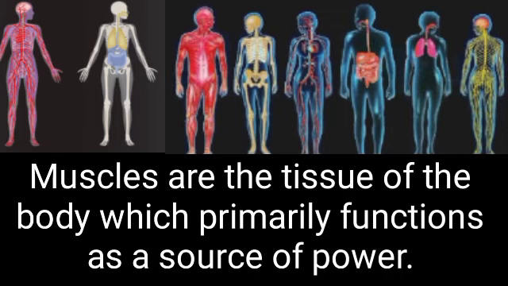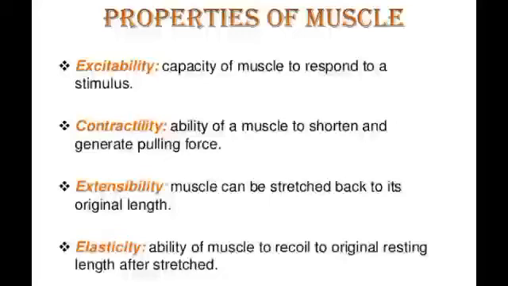Each and every movement of the human body, whether internal or external, is a result of muscle contraction. Muscles are the tissue of the body which primarily functions as a source of power. Muscles help in the circulation of blood. They also give shape to the person. Muscles have four major properties.